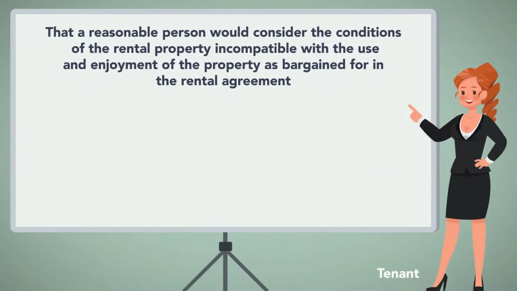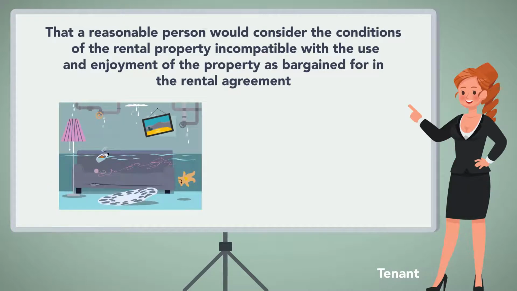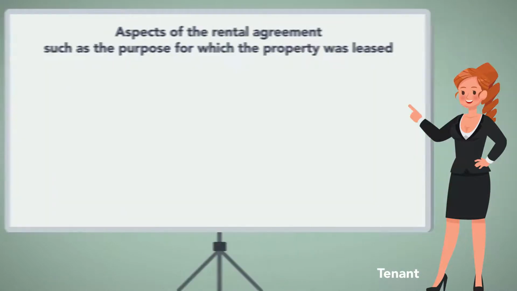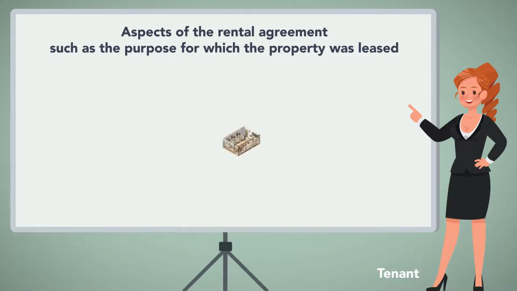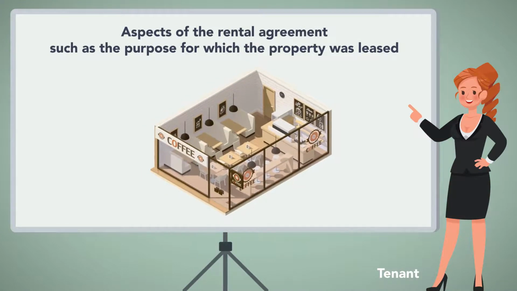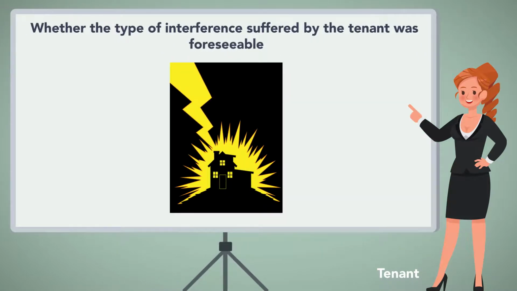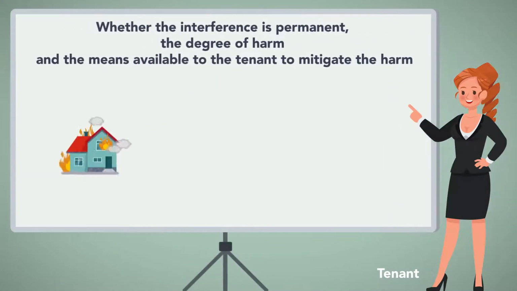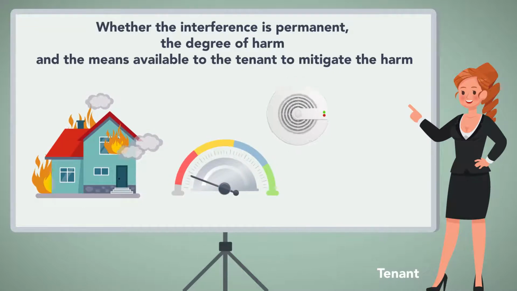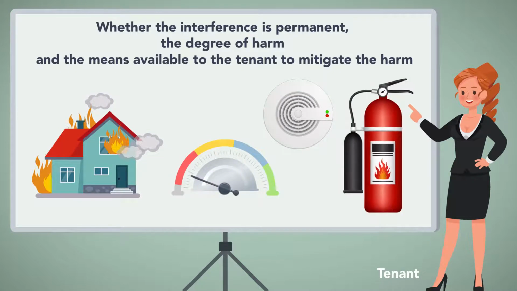The tenant must show that a reasonable person would consider the conditions of the rental property incompatible with the use and enjoyment of the property as bargained for in the rental agreement. Factors relevant to this determination may include aspects of the rental agreement, such as the purpose for which the property was leased, whether the type of interference suffered by the tenant was foreseeable, whether the interference is permanent, the degree of harm, and the means available to the tenant to mitigate the harm.